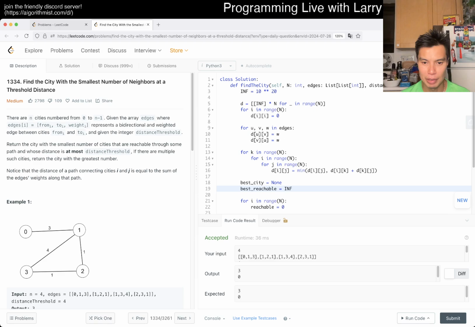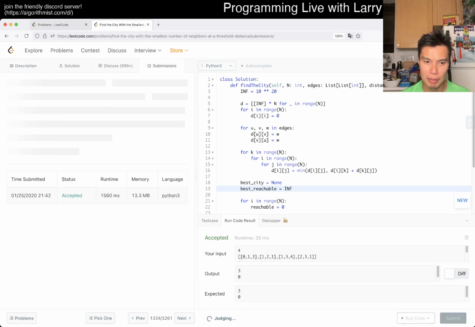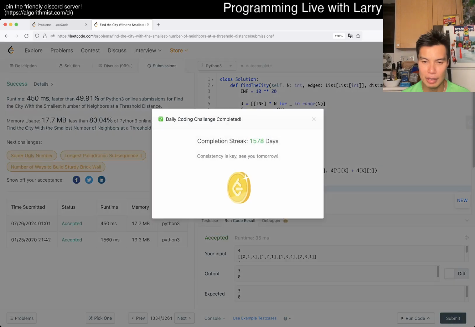Can't click on the button for some reason. Yeah, let's give it a quick submit. Hopefully this is good and it is fast enough.